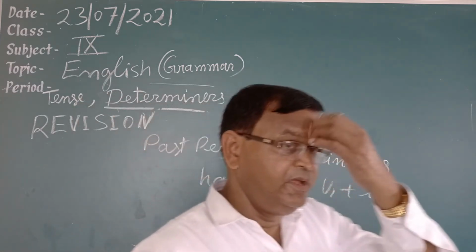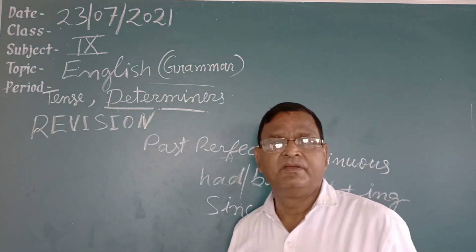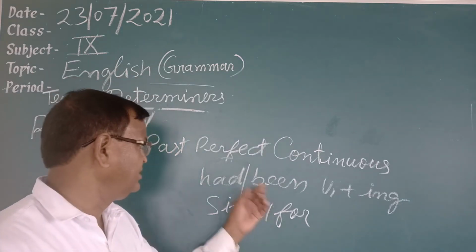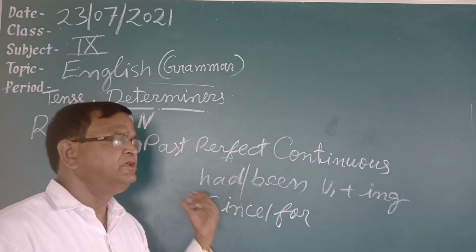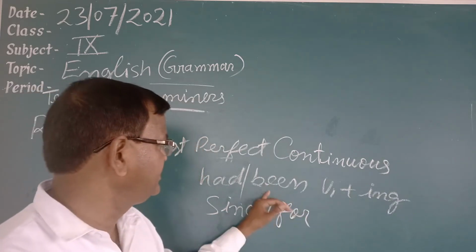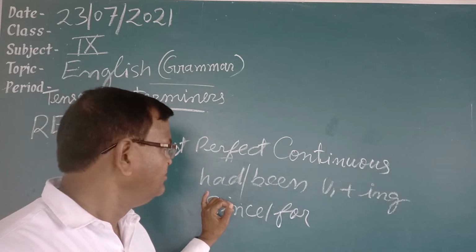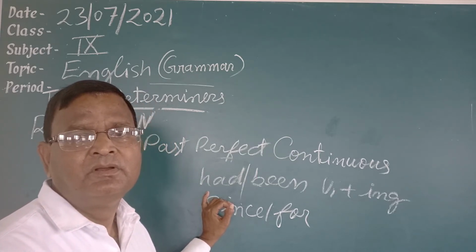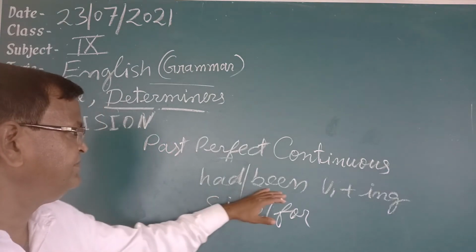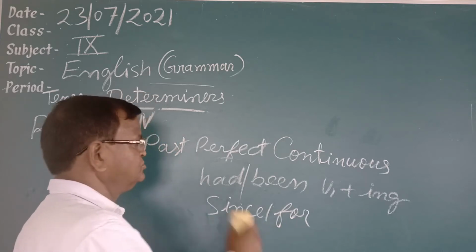You had not been going to school for many days. My brother had not been drinking milk since Monday. If interrogative, then had comes at first. Had you been playing cricket for 3 days? If an interrogative word comes at first, where had they been playing cricket for 3 days? In this way, in past perfect continuous tense, had been is the helping verb, verb first form plus ing is used, and two words, since and for, are used to show time.